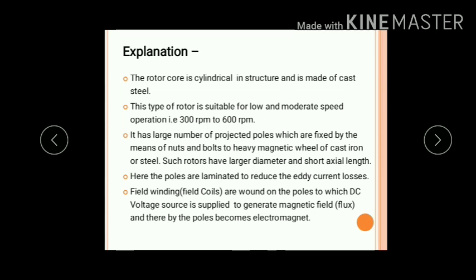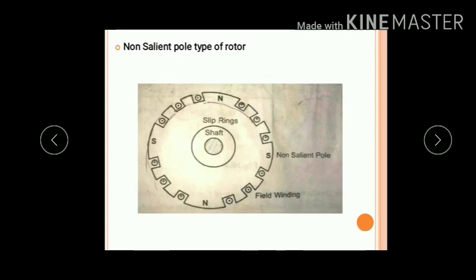We'll go with the next one, non-salient pole type of rotor. Right. So again, the rotor core is cylindrical in structure, made up of cast steel. It is suitable for high speed operation, whereas salient pole is suitable for low and medium speed operation. But non-salient pole is suitable for high speed operation of 1500 rpm to 3000 rpm. They do not have large projected poles.